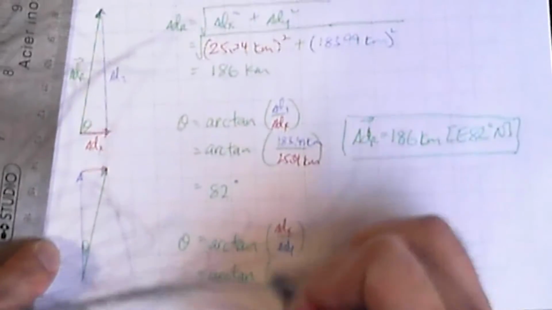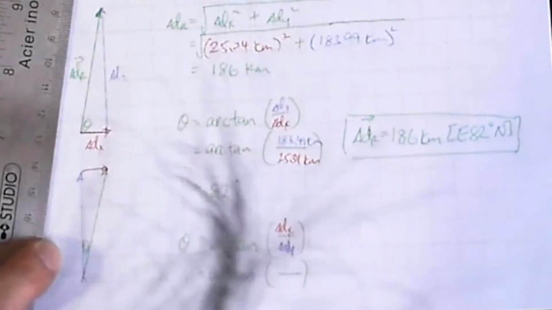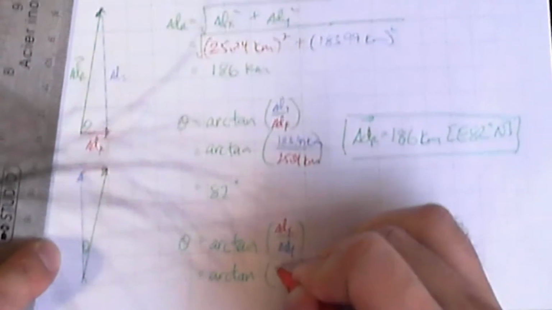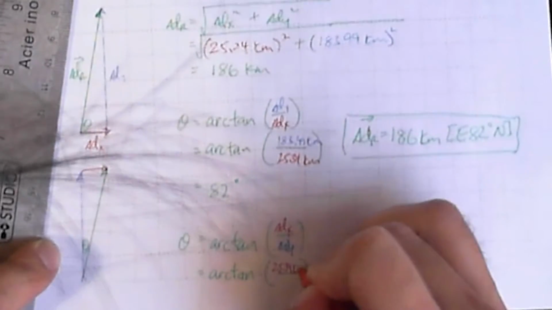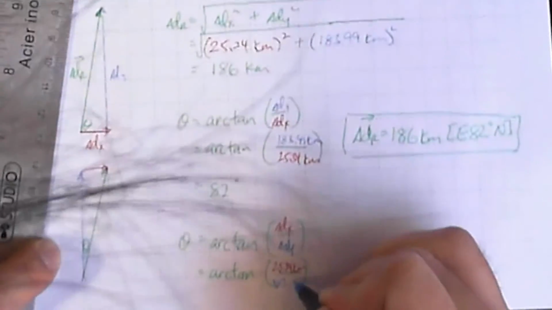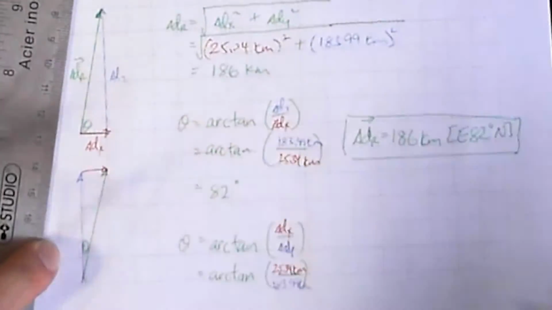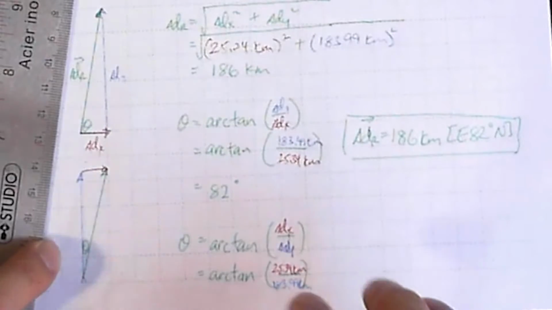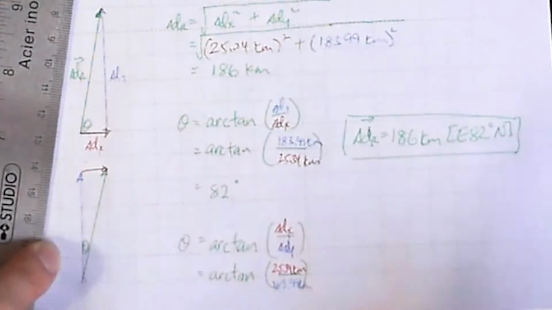Arctan is the old-fashioned way of saying tan inverse. In fact, it's the proper way of saying it, so I'll stick with the old school. So 25.34 kilometers divided by 183.99 kilometers, and you'll notice that the units always divide each other out because the arctan is always looking at a relationship of a triangle.